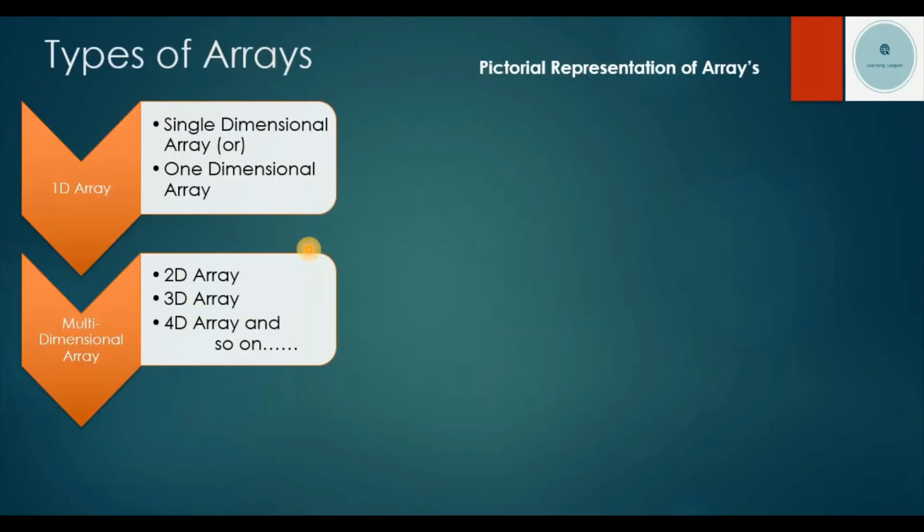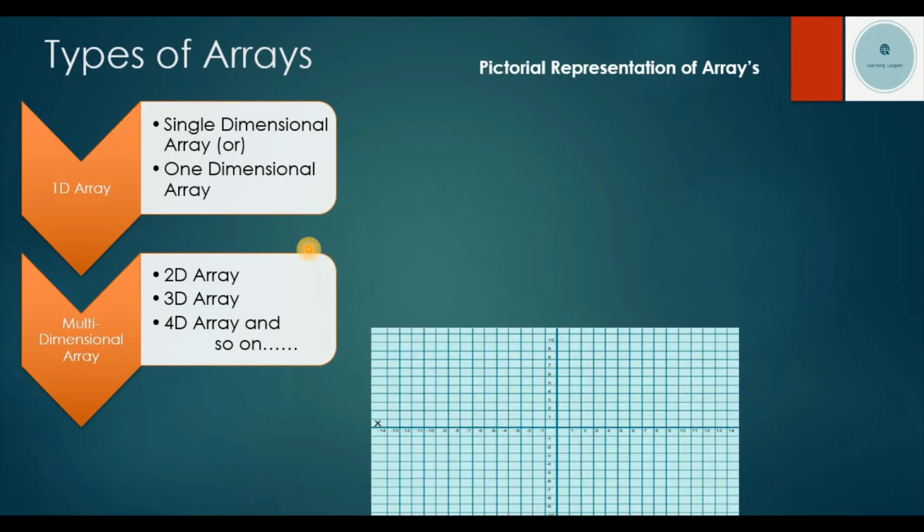Next is types of arrays. There are 2 types of arrays in C language. The first is called a one-dimensional array. The other is called a multi-dimensional array. A one-dimensional array we can also call a single-dimensional array, whereas multi-dimensional array examples are 2-dimensional array, 3-dimensional array, 4-dimensional array and so on. Here the word dimension means direction or perspective. Based on the particular direction, we consider what type of array it is.